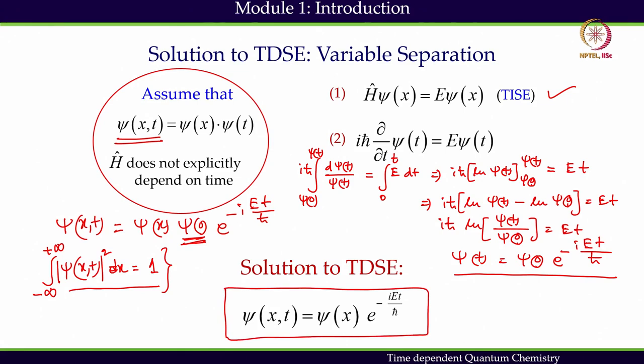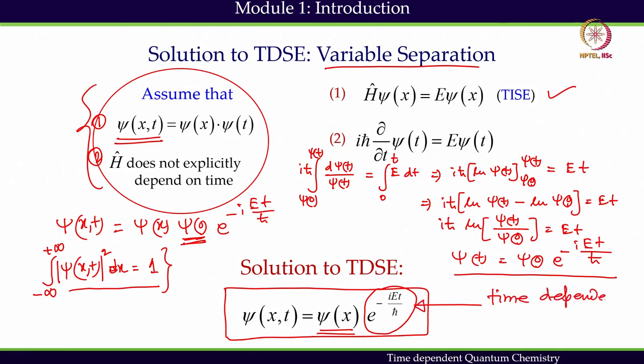The solution to TDSE under the variable separation method, which means that I have these two assumptions. So I have been able to separate the space dependent function and the time dependent part. This time dependent part behaves like a time dependent phase factor. What does it mean by phase? We'll discuss very soon. Phase is a physical quantity which is very difficult to understand, but we will spend some time on understanding this phase.